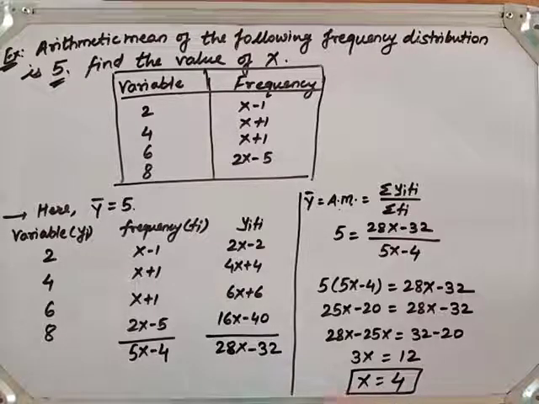So this is about the calculation of arithmetic mean for ungrouped frequency distribution, if individual frequency distribution and discrete frequency distribution is given to us. Now for grouped frequency distribution or grouped data, there are again two methods, direct method and step deviation method. Those we will see in the next video. Thank you.